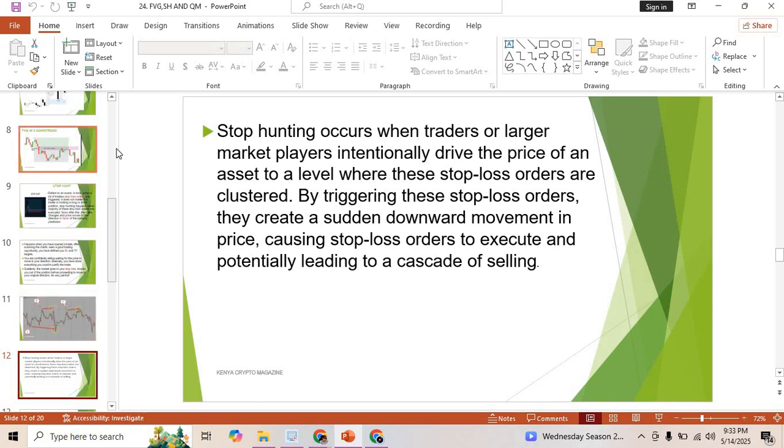So, how does it occur? A stop hunt occurs when traders or large market players intentionally drive the price of an asset to a level where stop loss orders are clustered. By triggering these stop loss orders, downward movement in price causes stop orders to execute, potentially leading to a cascade of selling.